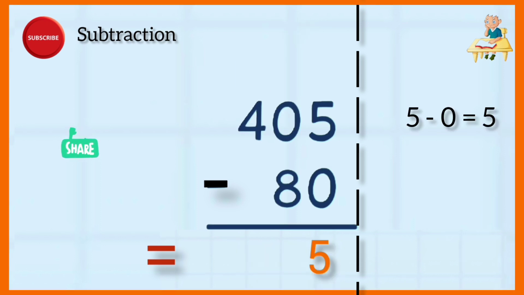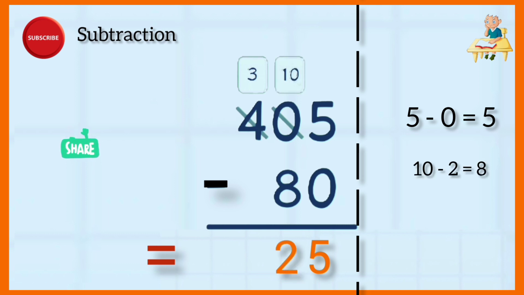405 minus 80. 5 minus 0 is equal to 5, and 0 is less than 8. We get 1 from next digit, and 0 becomes 10. 10 minus 8 is equal to 2, and 3 is equal to 3.